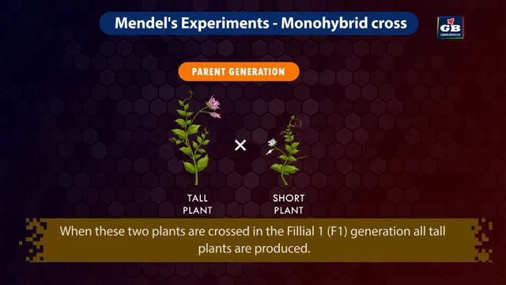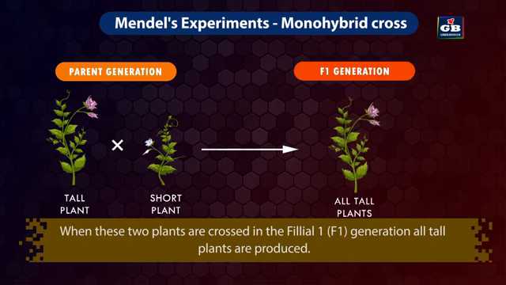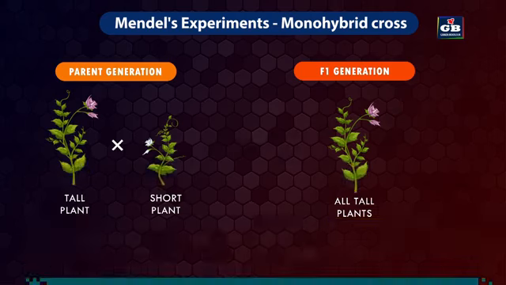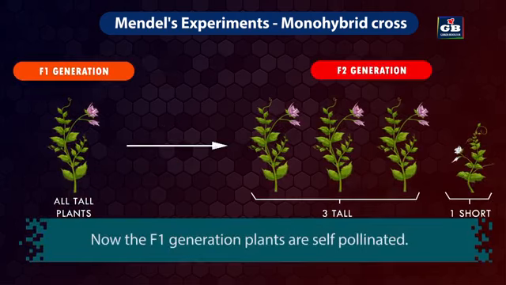When these 2 plants are crossed, in the F1 generation, all tall plants are produced. Here we can see all these plants got one allele tall and the second one short. Since tall allele is the dominant one, the plants expressed the trait tallness. So in F1 generation, all plants are tall. Now this F1 generation plants are self-pollinated. Let us understand the outcomes with the help of a Punnett square.